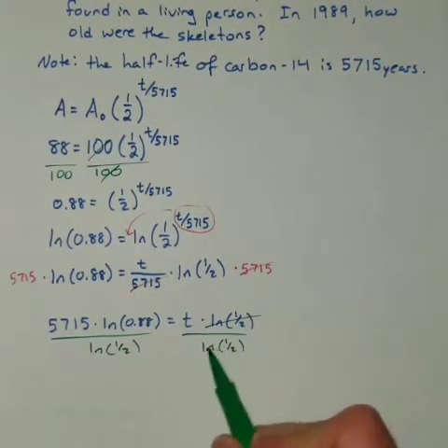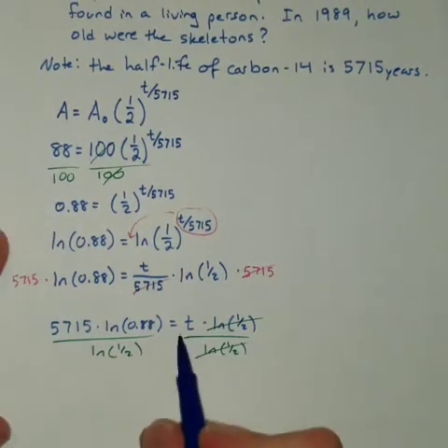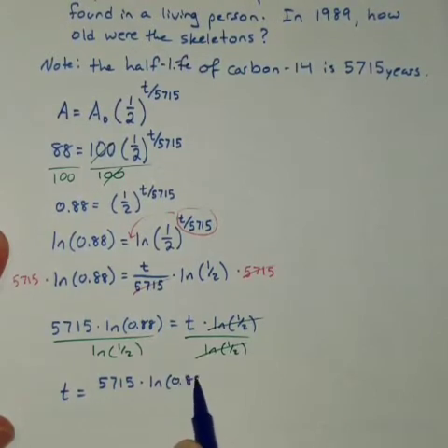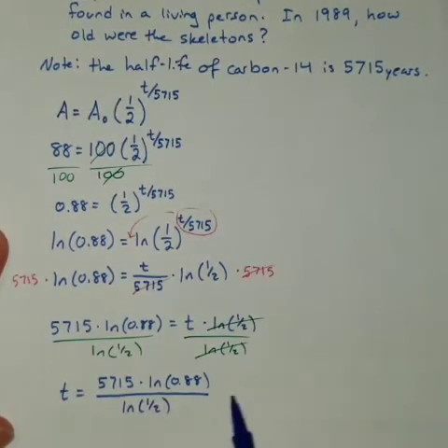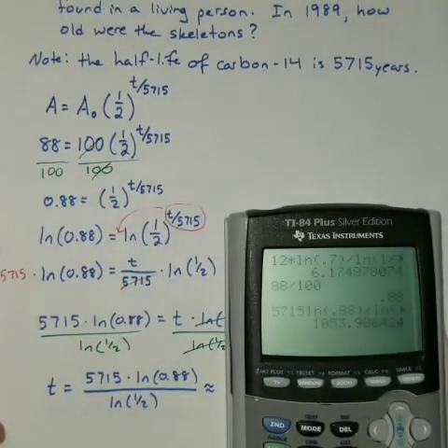Okay, so these cancel off. And that means t is by itself. t will equal 5715 times the natural log of 0.88 over the natural log of 1/2. When we calculate that, you can put that in the calculator. I'll run through that.